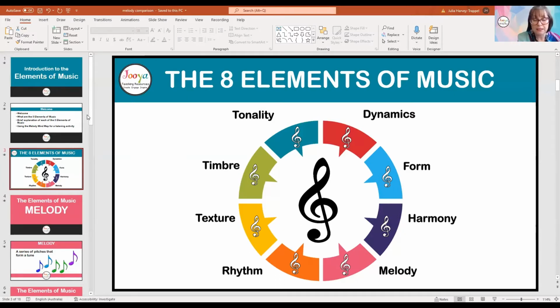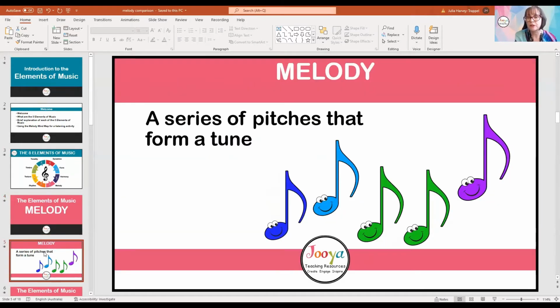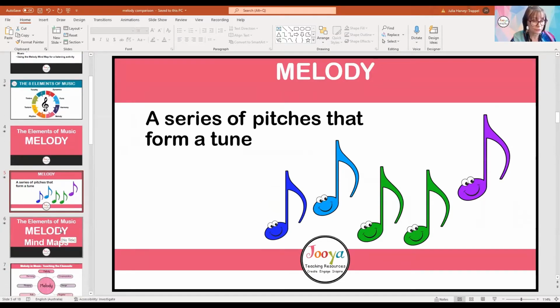But we're looking at melody, and that's what I'm doing this month. And as I said, we'll just keep going. So melody is a series of pitches that forms a tune. It's as simple as that. That's what a melody is. It can be a lot of pitches, it can be a few pitches.